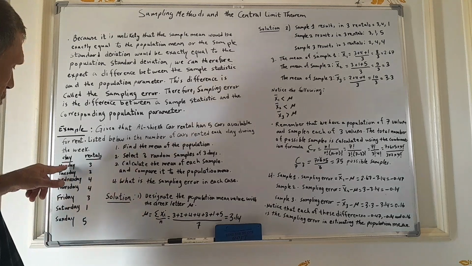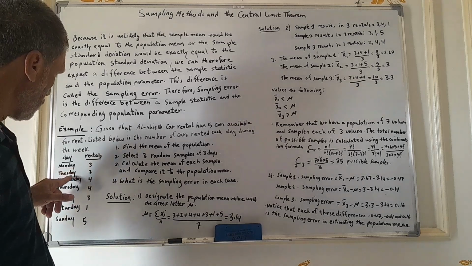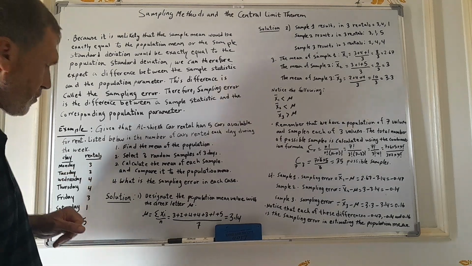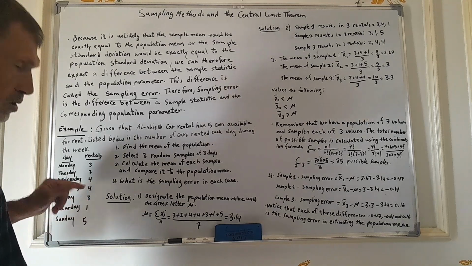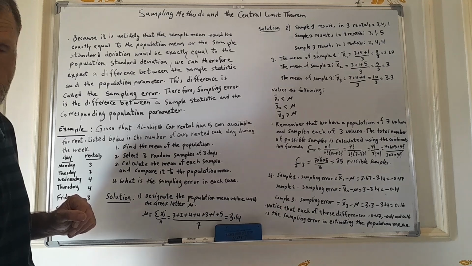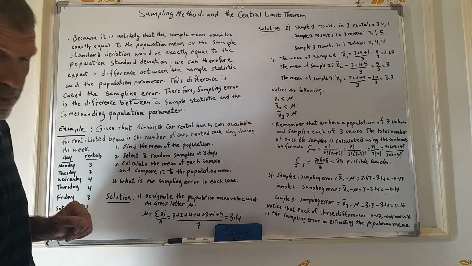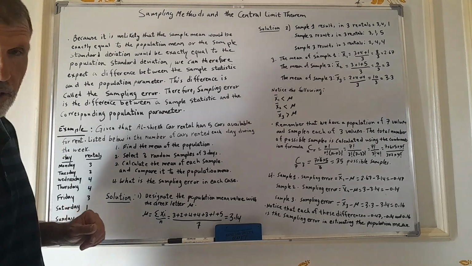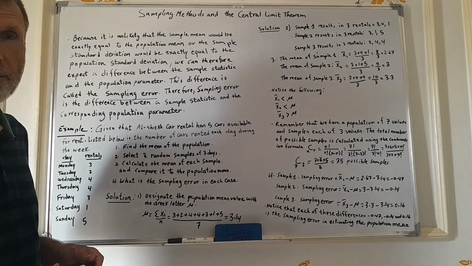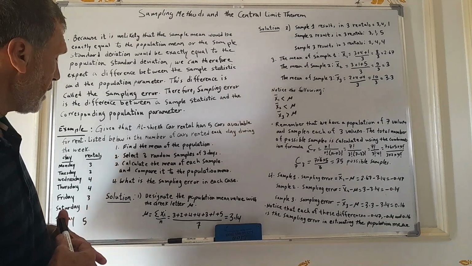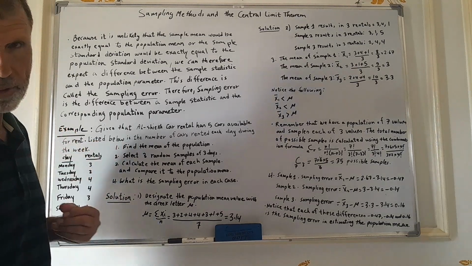For instance, on Monday, 3 cars were rented. On Tuesday, 2 cars were rented. On Wednesday, 4 cars were rented. And Thursday also, 4 cars were rented. On Friday, 3 cars were rented. On Saturday, only 1 car was rented. And on Sunday, 5 cars were rented. Great. Now, let's look at these 4 questions based on this problem.